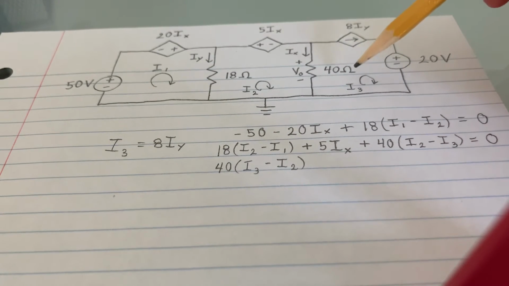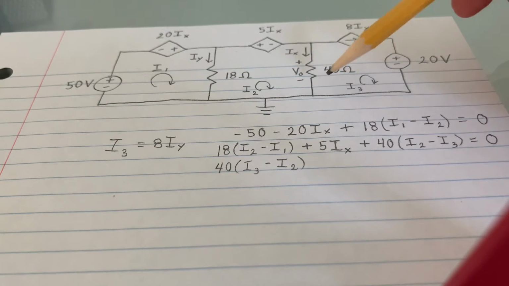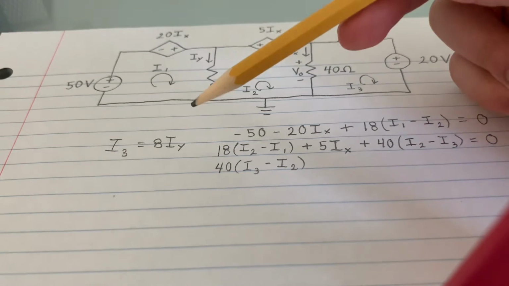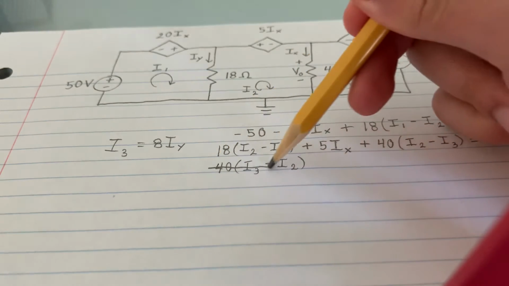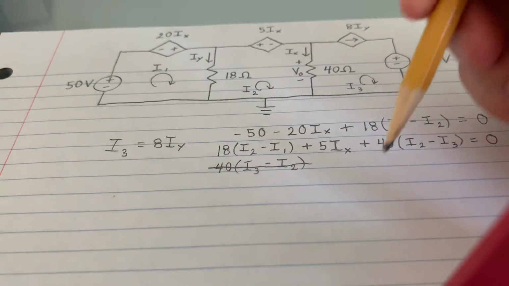Once again, we have a current source. It's going through its own branch. There is nothing else here. We have the voltage source, we don't care. There's no other current thing. There are no resistors, no shared loops. The only current flowing through this is 8 Iy. And so I3 is going to be 8 Iy. So I don't need this equation anymore.